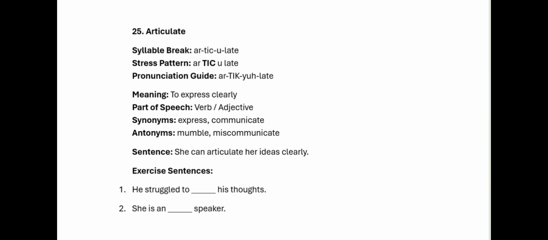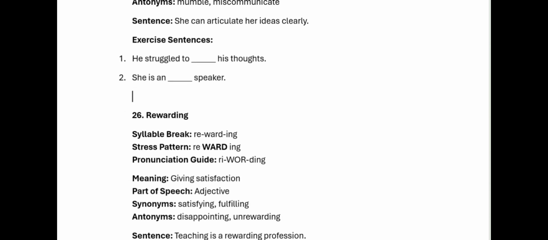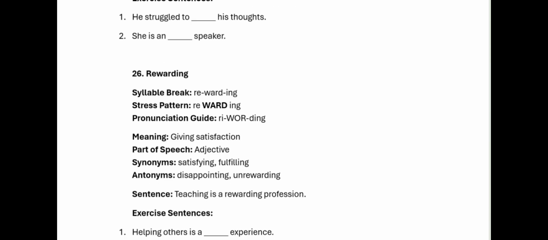Sentence. She can articulate her ideas clearly. She can present her words very, very clearly. He struggled to articulate his thoughts. She is an articulate speaker. And because the word starts with a vowel.